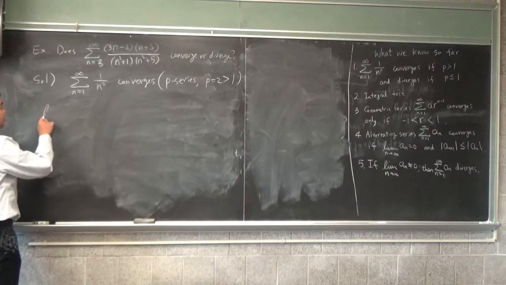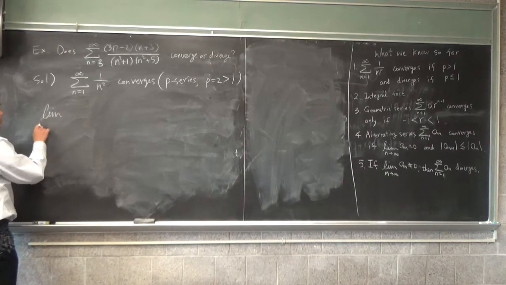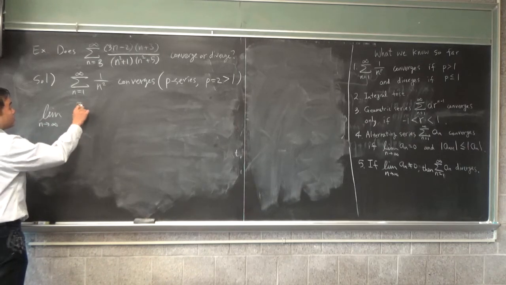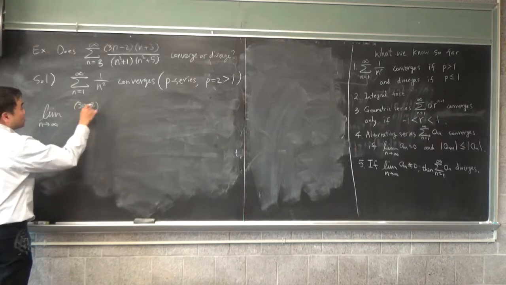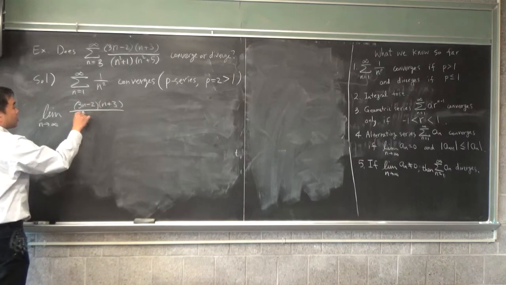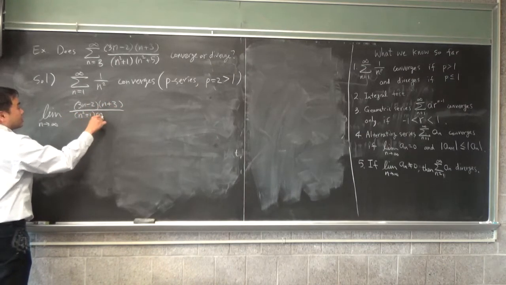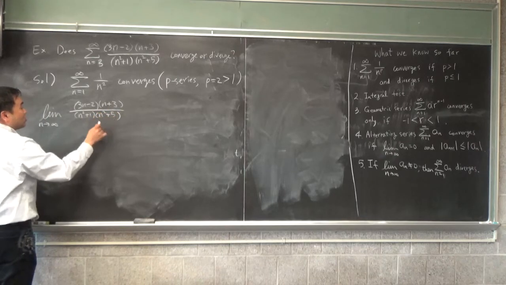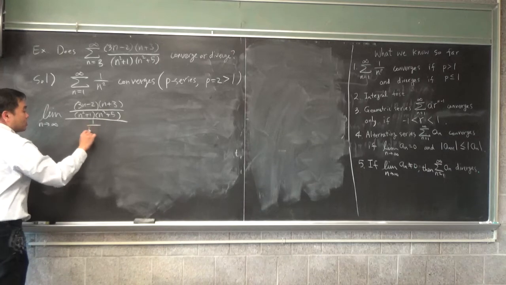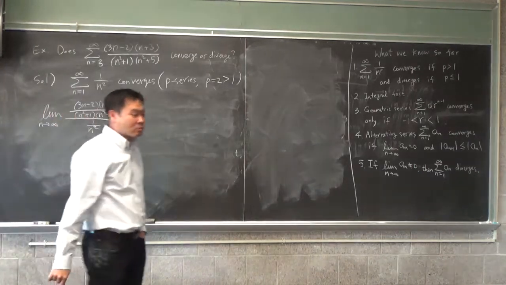we say limit n going to infinity of (3n minus 2)(n plus 3) over (n squared plus 1)(n squared plus 5). You take the ratio between the given sequence and what I want to compare with, 1 over n squared.